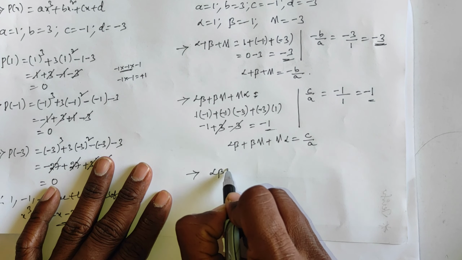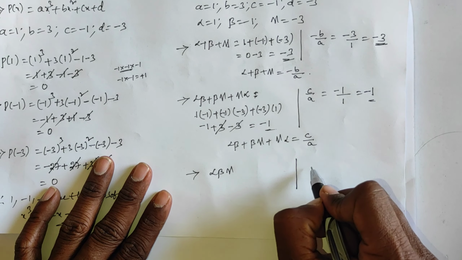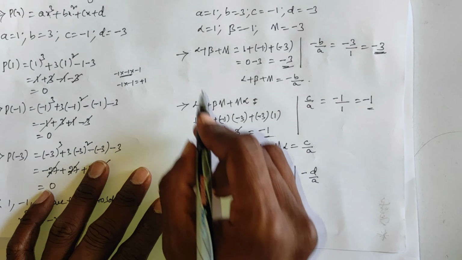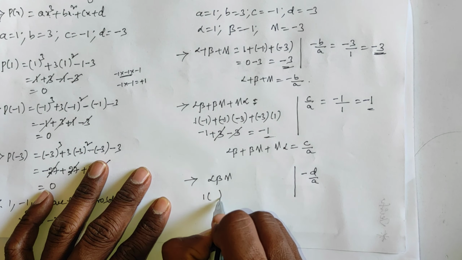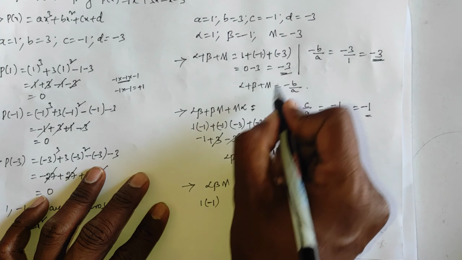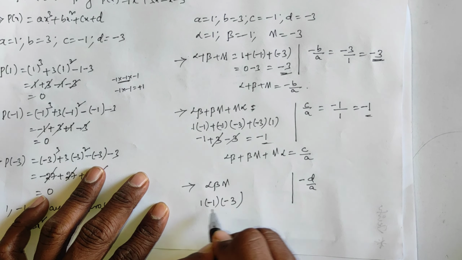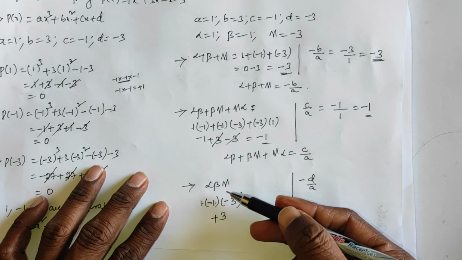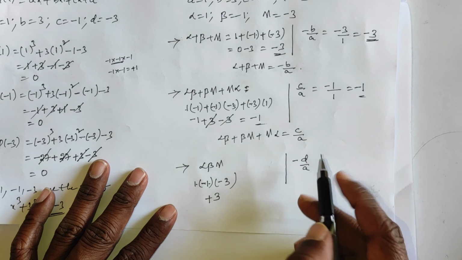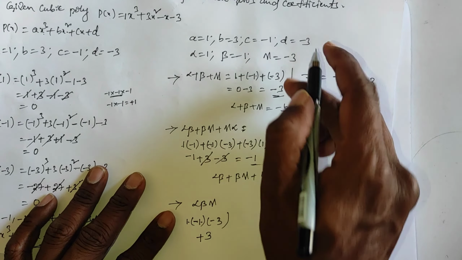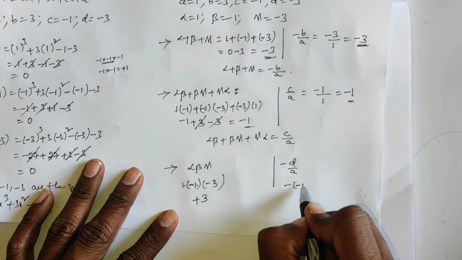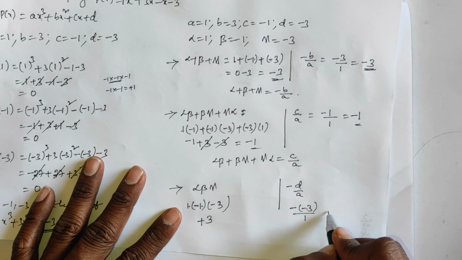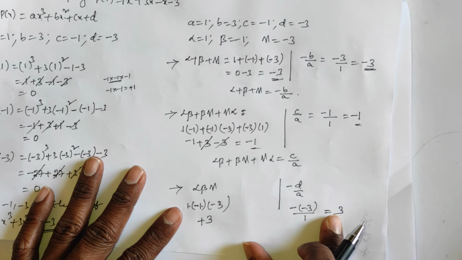Now the last one is the product of zeros. Alpha into beta into gamma equals what formula? Minus d by a. These two should be equal. So alpha here is 1, into beta value minus 1, into gamma value minus 3. 1 ones are 1 and 1 3s are 3, minus and minus becomes plus. So we got alpha beta gamma equals 3. Now minus d by a. Minus d value here is minus 3 by a value, how much is it here? 1. Minus into minus is plus, 3 by 1 means 3 only. That means 3 equals 3.